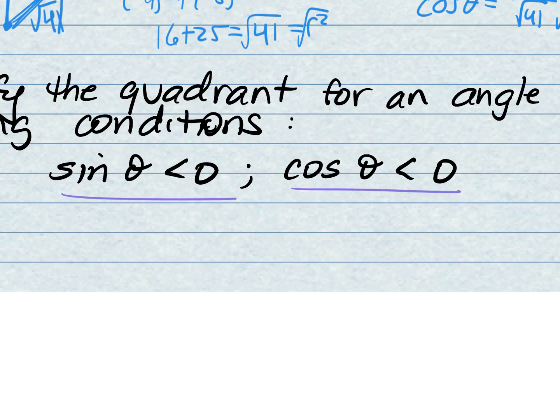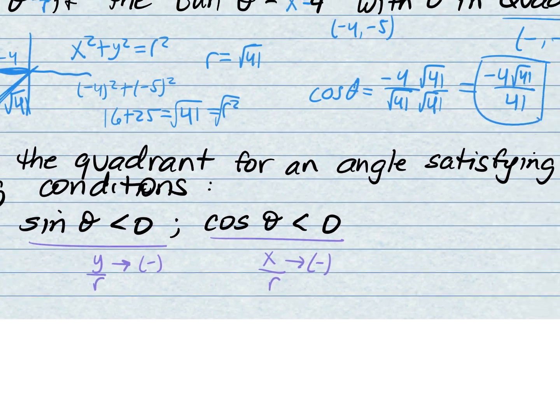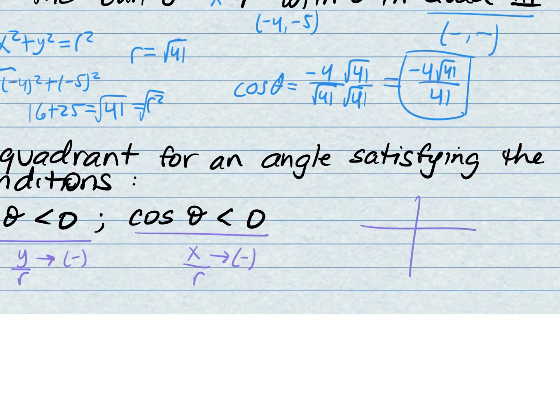If I know that sine is y over r, and cosine is x over r, and r is always positive, that means y is negative, and x is also negative, right? In what quadrant are both x and y negative? Third, right? The third quadrant. All right, very simple problem, that one. It looks a lot more complicated than it is.